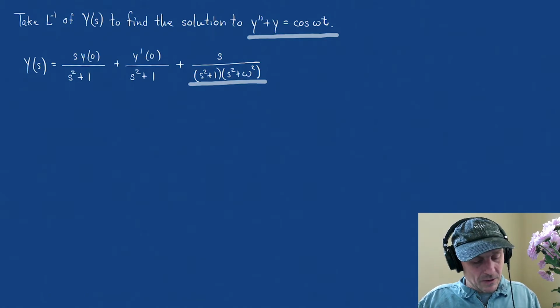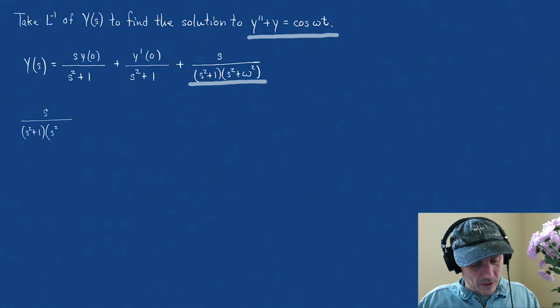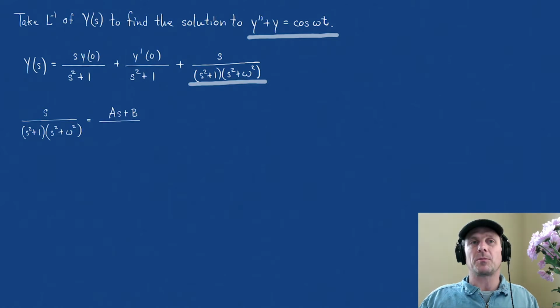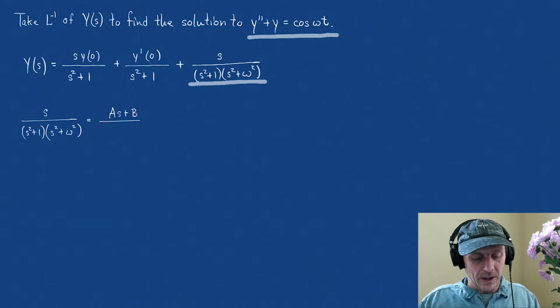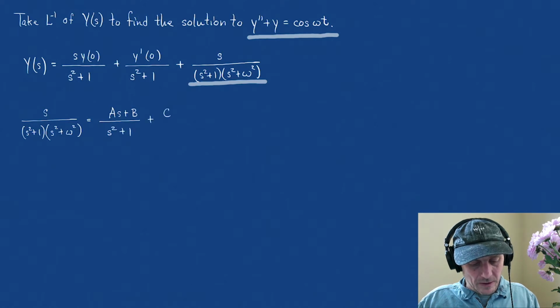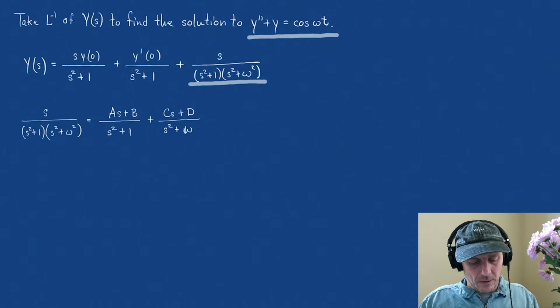So here we go. We start out with s over s squared plus 1 times s squared plus omega squared. And this is going to be some As plus B over, because remember s squared plus 1 is second order, so we need a numerator of an order one less than that, over s squared plus 1, plus Cs plus D over s squared plus omega squared.